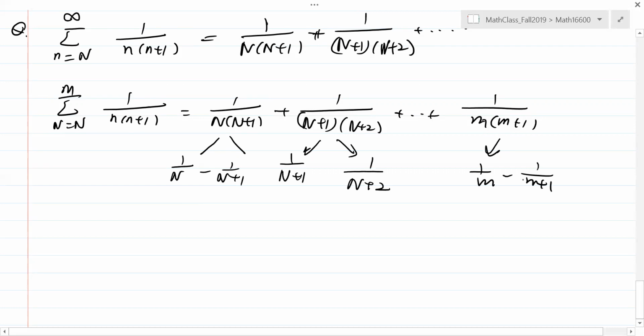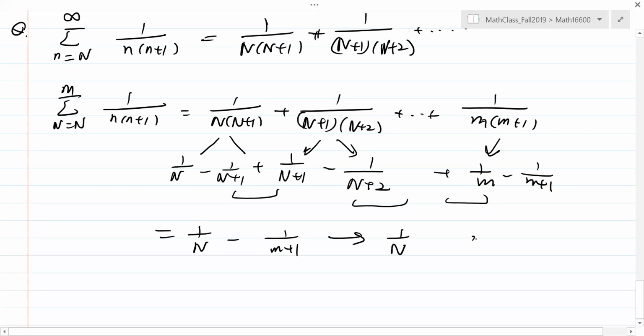Okay. After you decompose it, you will see, and then put them in a line. When you see that, you regroup them, and this will be all canceled out. So what is left is just only the first term and the last term. Then this is obvious. This approaches 1 over n as m approaches infinity.